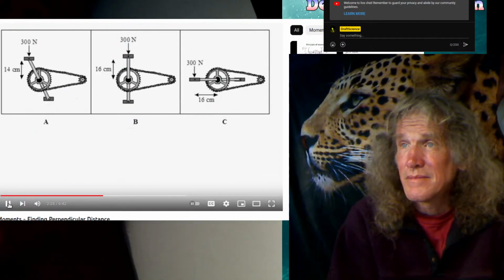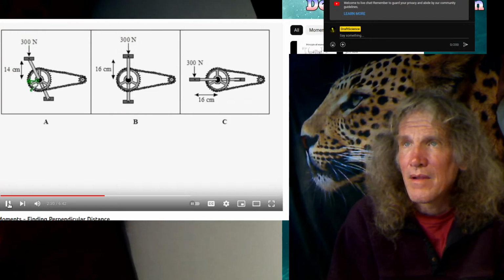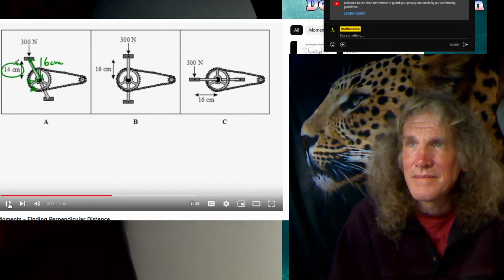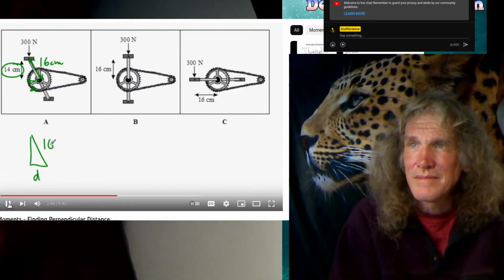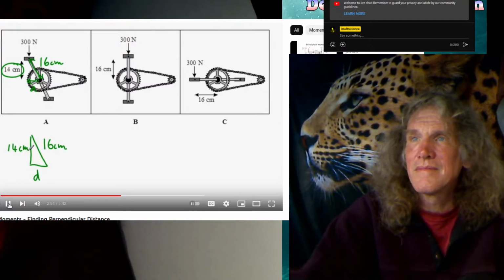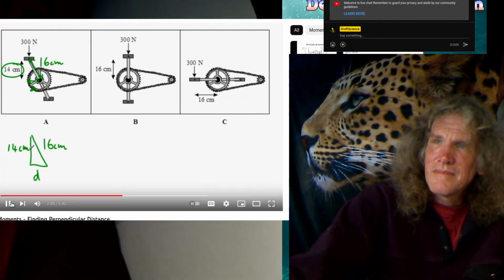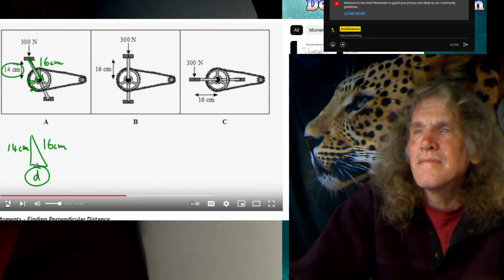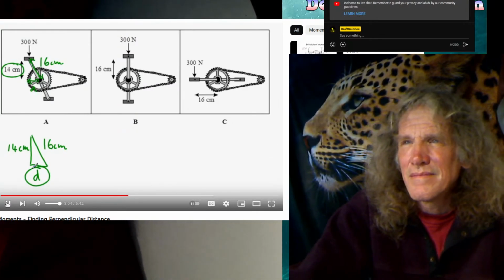Now, if I just redraw it over here, we've got our D here. We do know from another diagram that the length of the crank arm is 16 centimeters. And they've told us that this distance here is 14 centimeters. Now that distance is not the perpendicular distance, but it's useful for us because we've then got a right angled triangle with D, 16 centimeters and 14 centimeters, and you would be expected at A levels certainly to be able to deduce D from that using Pythagoras. You might want to check that now and calculate what you think D is.